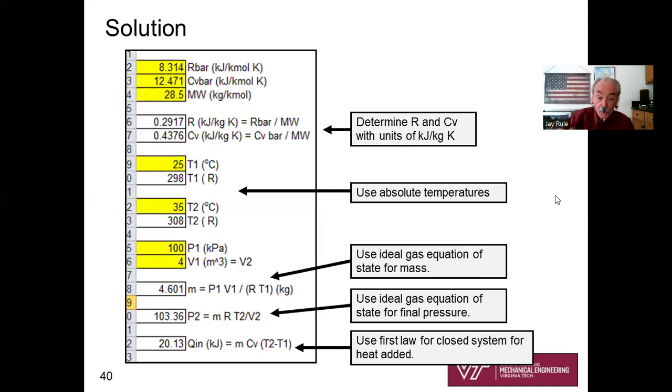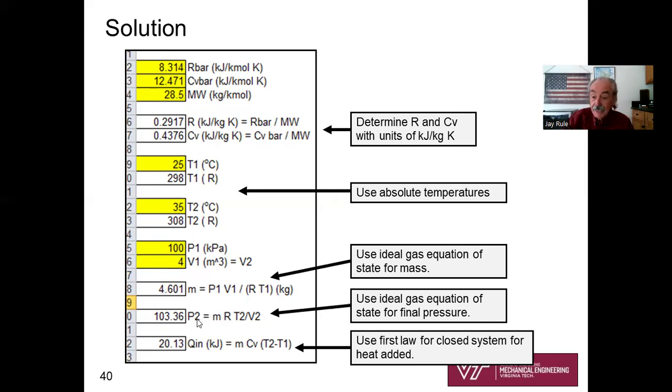We can do the math on one slide. Wow. Here's our calculation, with the given information in the yellow. Calculate R and CV in kilojoules per kilogram degree K. R is R bar over the molecular weight. I write down the absolute temperatures. I write down my given information. Pressure and volume is constant. V1 equals V2. Using the ideal gas equation of state, we define the mass, 4.6 kilograms.